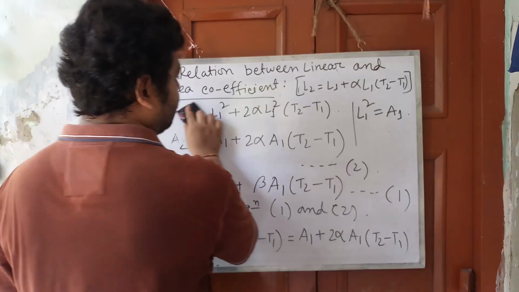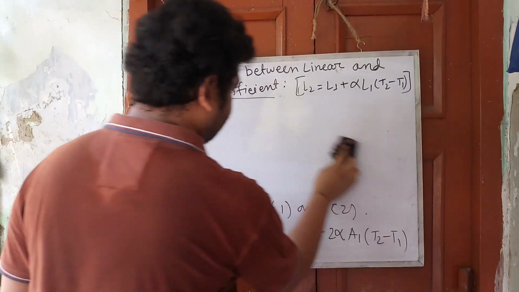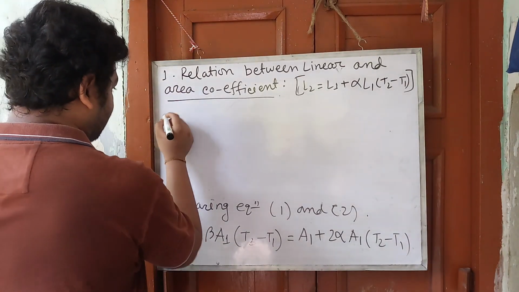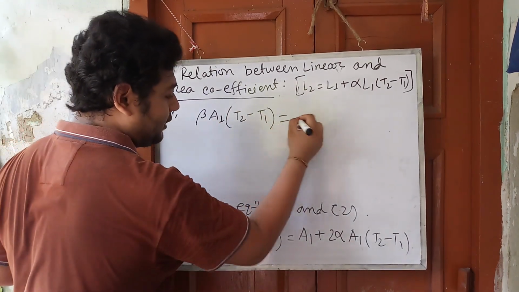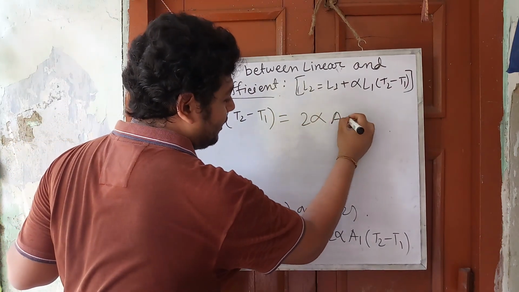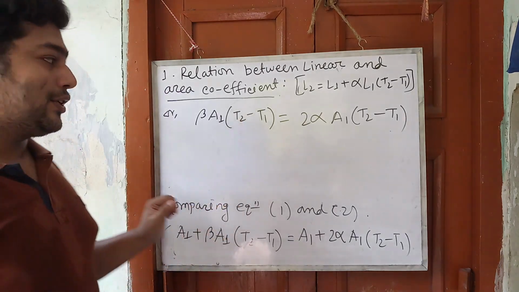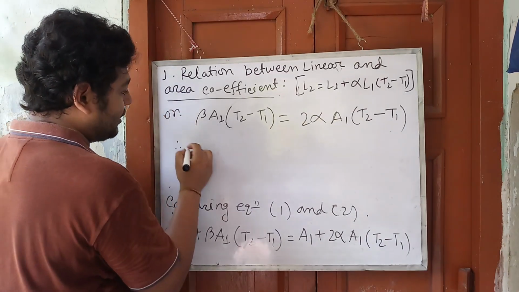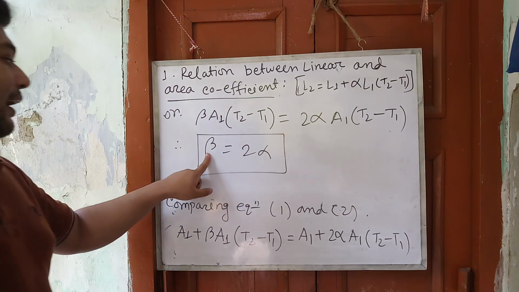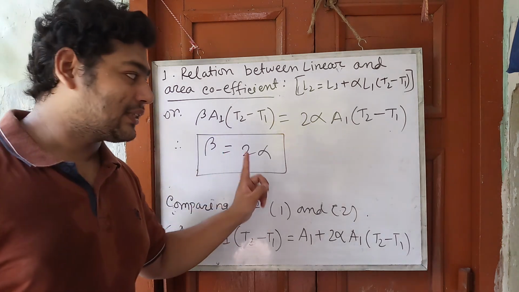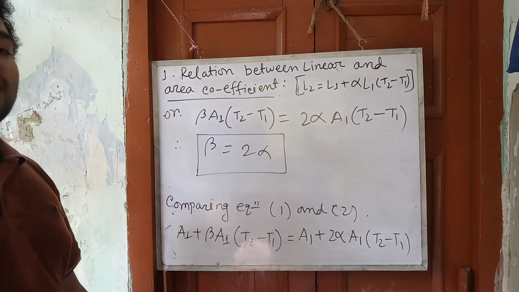By calculating, we can write beta A1 T2 minus T1 equal to twice alpha A1 T2 minus T1. Now dividing this equation by A1 into T2 minus T1, we get beta equal to twice alpha. This is our relation between linear and area coefficient: beta equal to twice alpha.